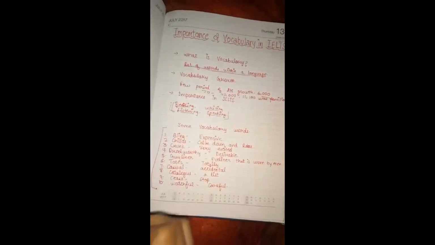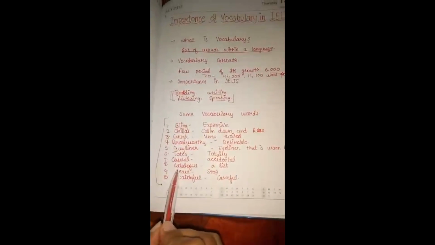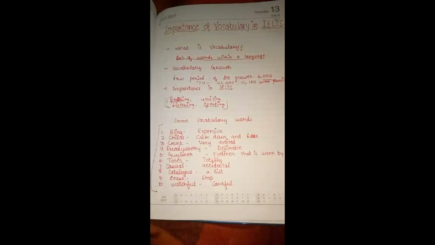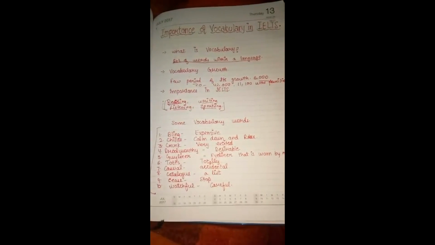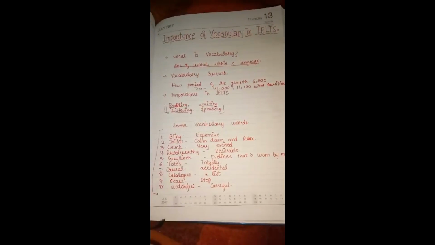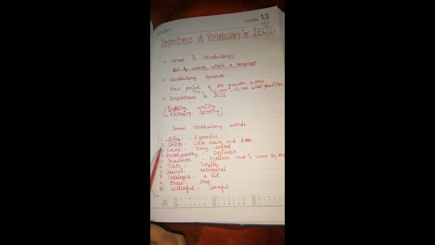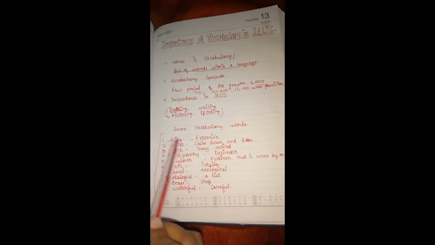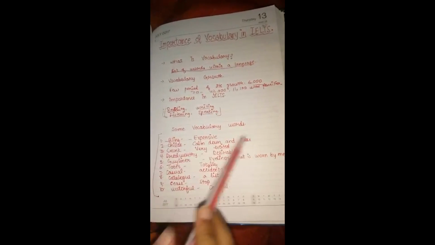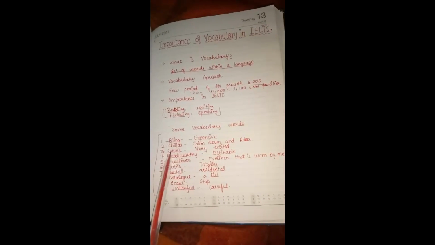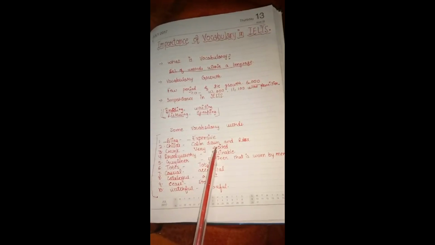Here are some words I have written for you. They are new words that have been added to the dictionary. A few words are old ones, but a few words are new. So I will repeat them so that you can understand. First one is blink, it means expensive. Second is chillax, that means calm down and relax. The third one is crunk, that means very excited.